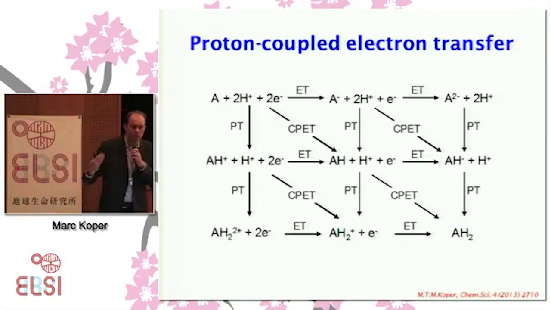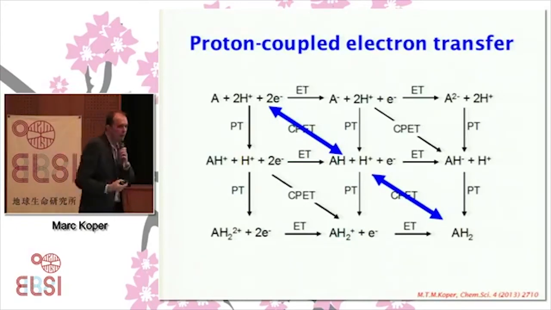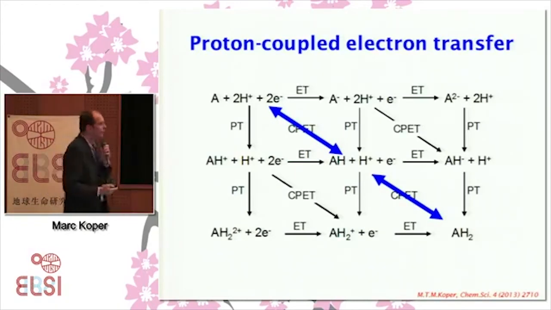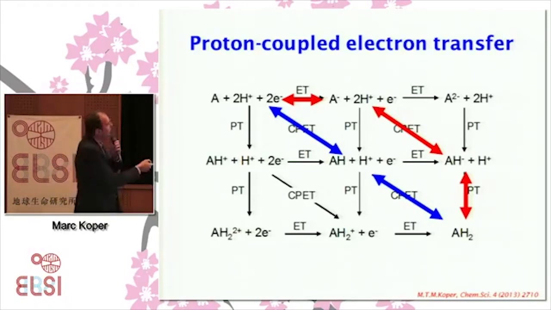We can start transferring 2 protons and 2 electrons, and we get these kind of square schemes. And typically what people assume in the literature is that things go along this diagonal. But what I'll argue is that in many cases, actually, the mechanism follows something like this, where somewhere in the mechanism we decouple proton-electron transfer, and we follow a pathway like this.